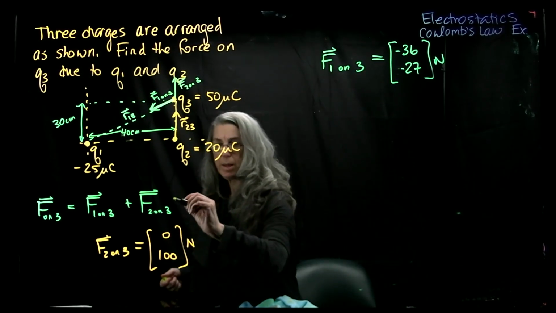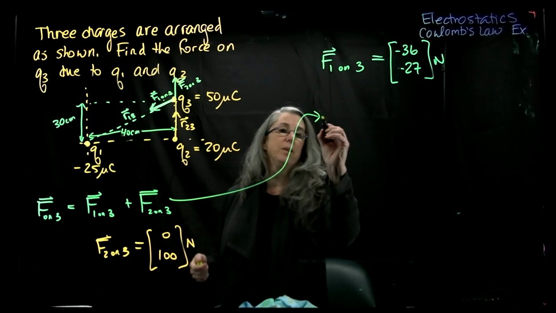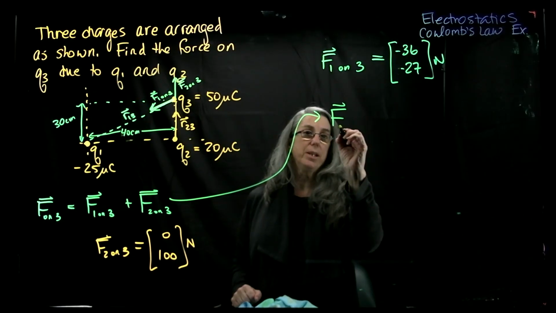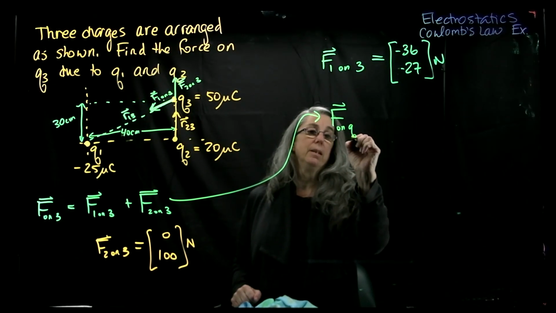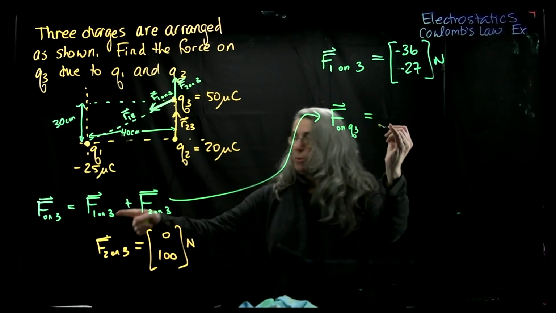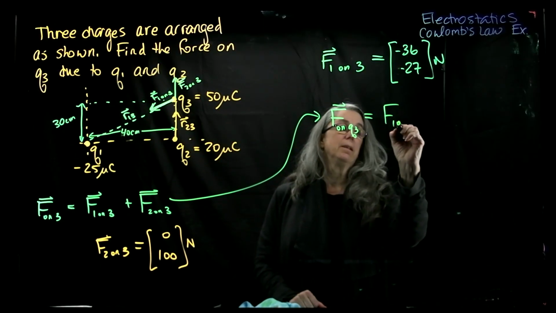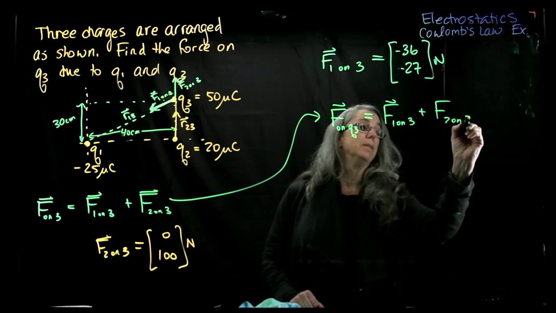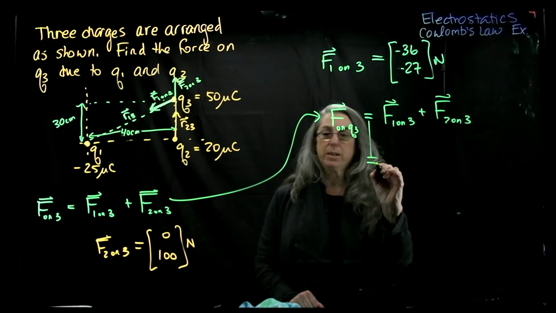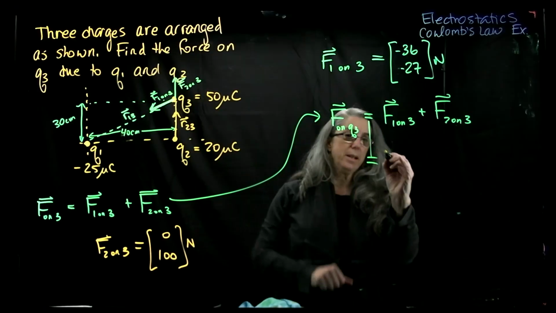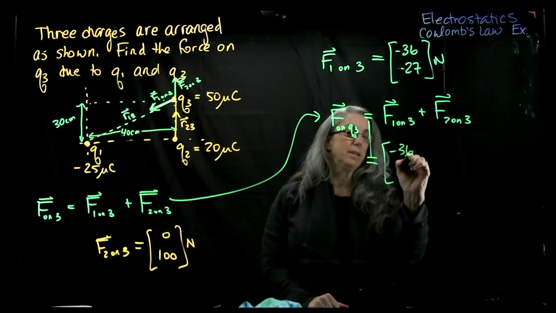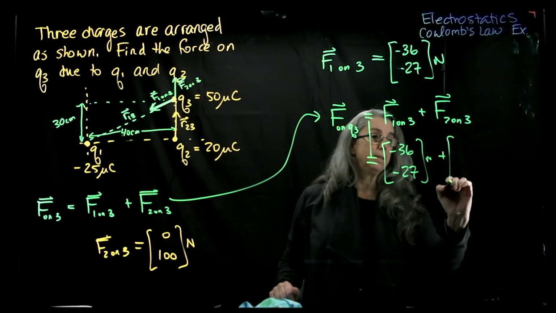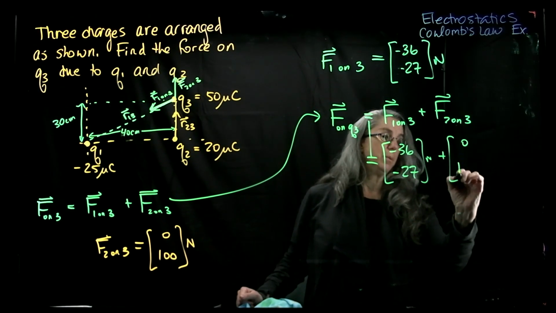All right, so now I'm ready to go back to this version of the equation. The final answer, the force on Q3 is equal to the force of 1 on 3 vector plus the force of 2 on 3 vector, which we just worked out as column vectors. So 1 on 3 is the one I have up here, negative 36, negative 27, and then plus 0 and 100.